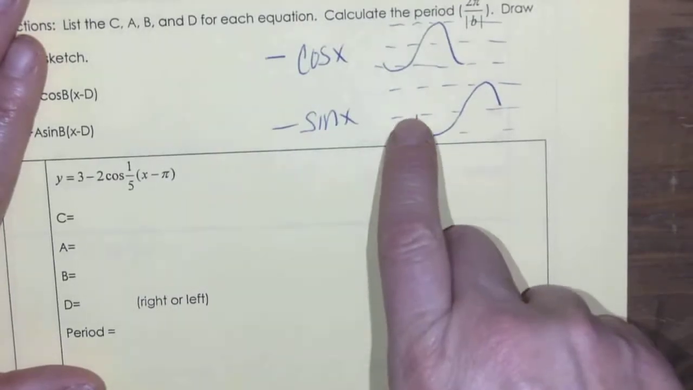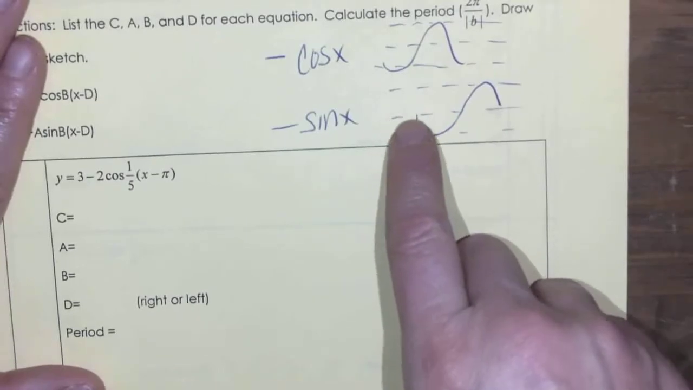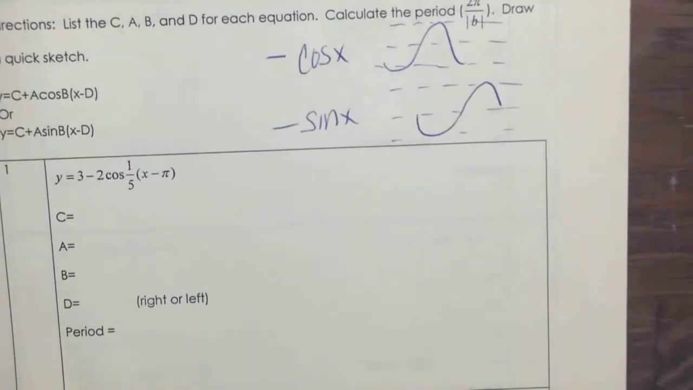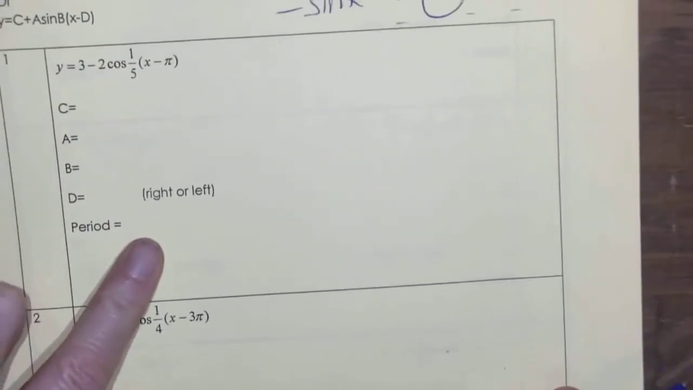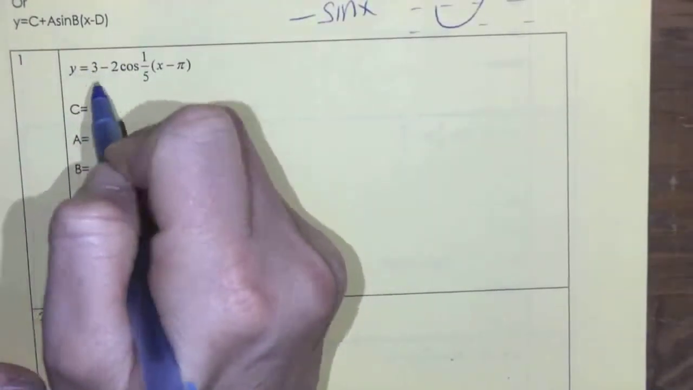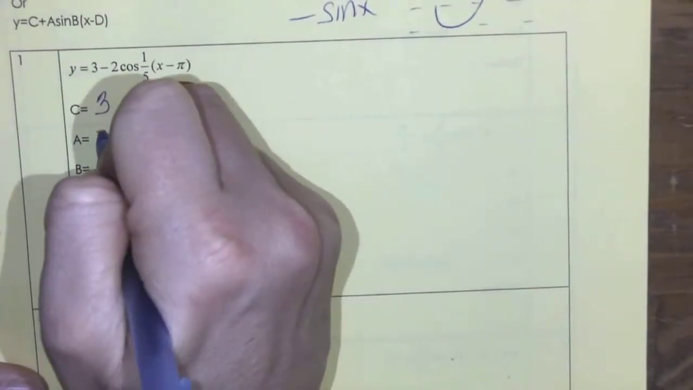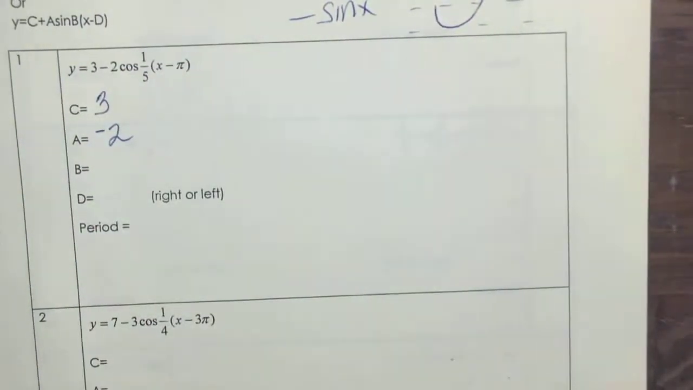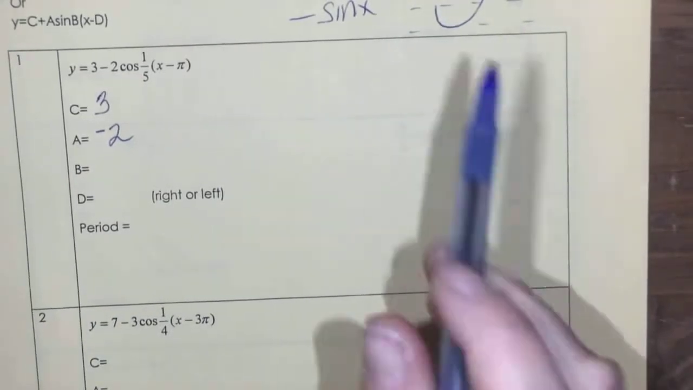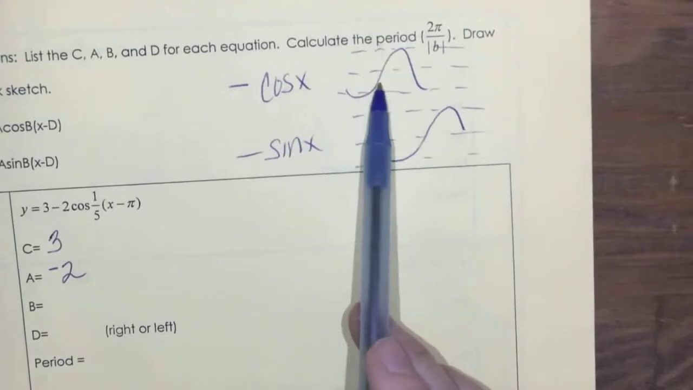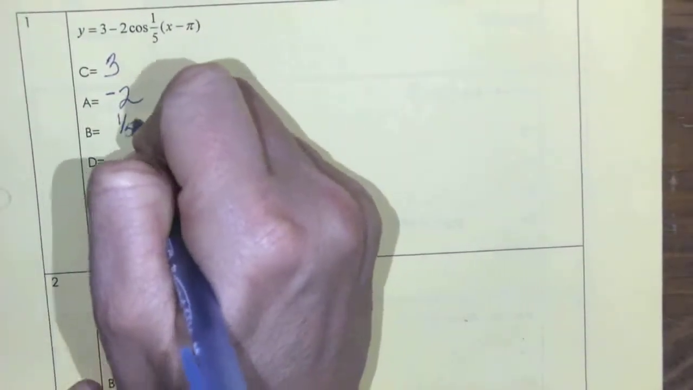Still starts on the center line, but instead of going up, down, back to the center, it goes down, up, back to the center. So let's try this. Let's graph the first one here, number 1. First thing you do is pull out the CABD. C is 3. The amplitude is -2. Actually, amplitude's 2. I'm going to write the negative there just as another reminder to make sure that I draw the correct cosine graph. My B value is 1/5.